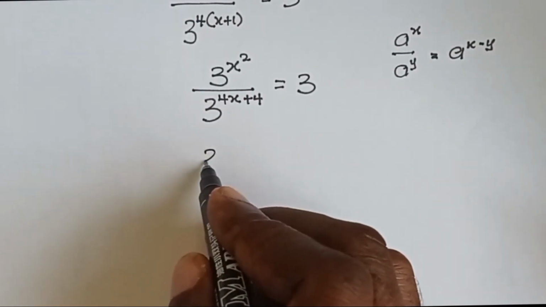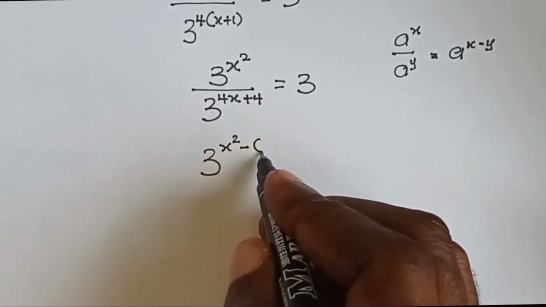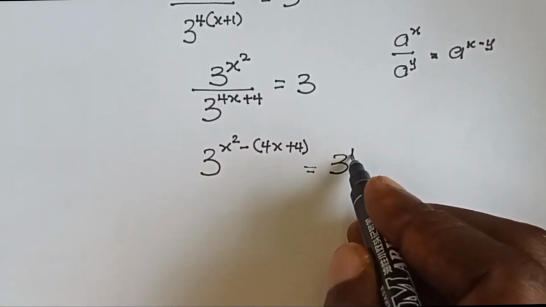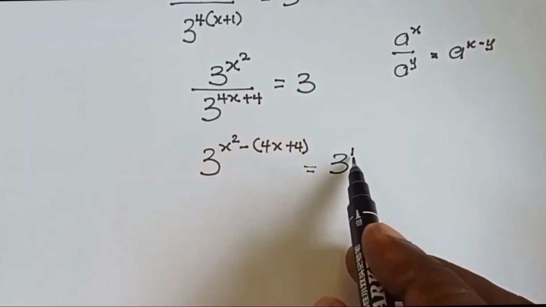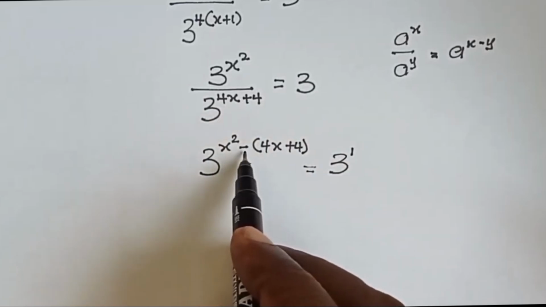So this becomes 3 then raised to the power x squared minus 4x plus 4 equals to 3 raised to the power 1. 3 is same thing as 3 raised to the power 1. And then, you have to put this 4x plus 4 in the brackets when you subtract it.